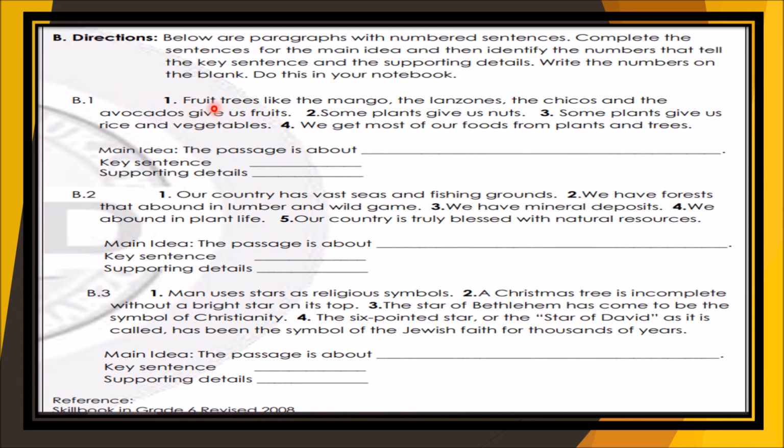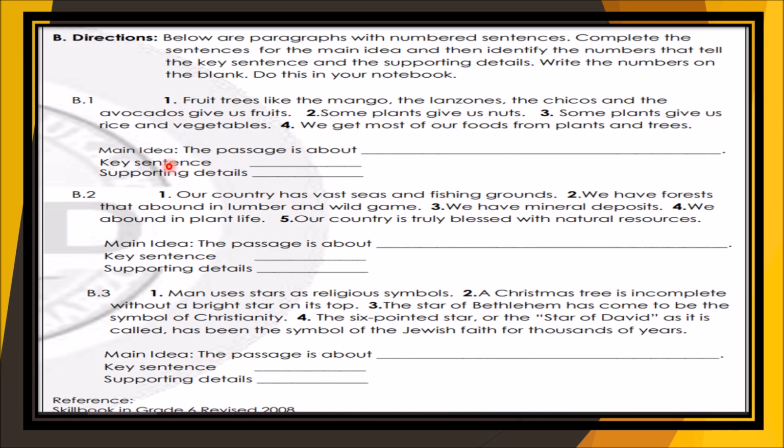Passage 1. Fruit trees like the mango, the lanzones, the chicos, and avocados give us fruit. Some plants give us nuts, some plants give us rice and vegetables. Then we get most of our foods from plants and trees. Okay, the main idea. The passage is about our foods from plants and trees.